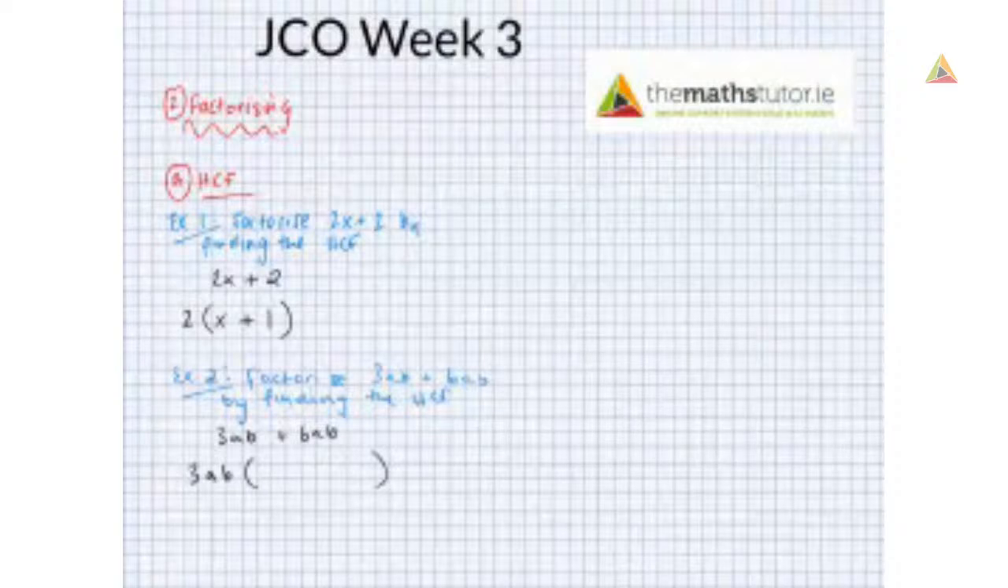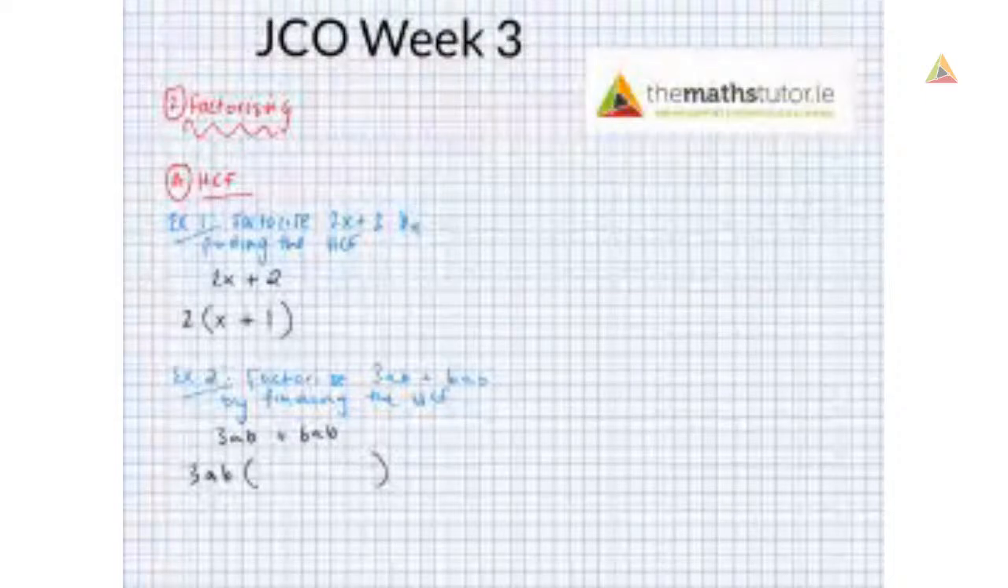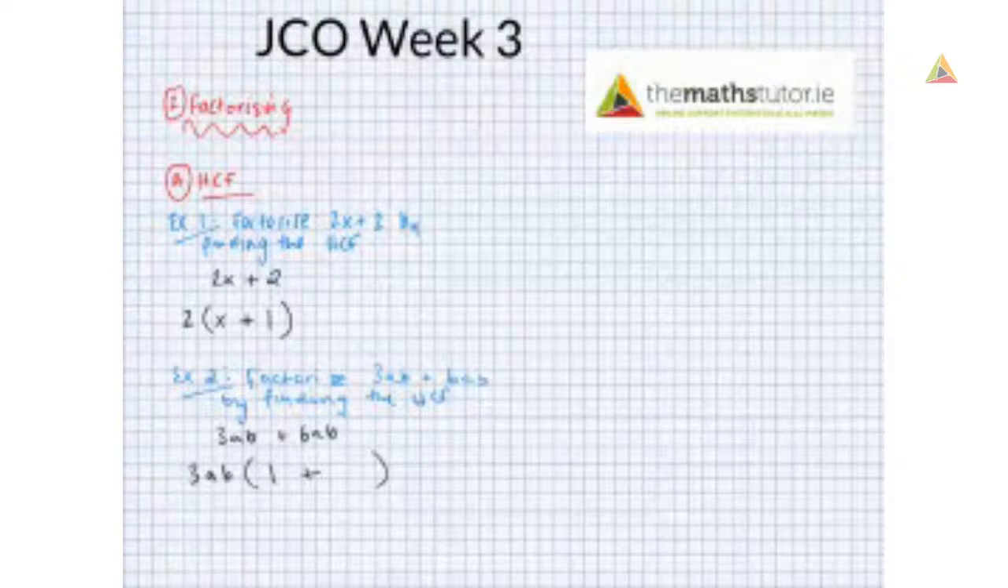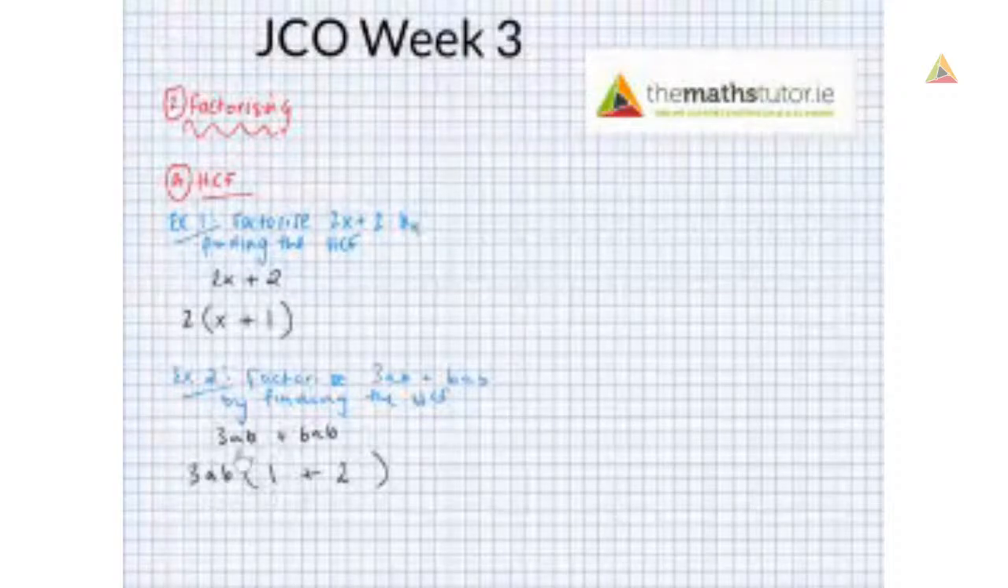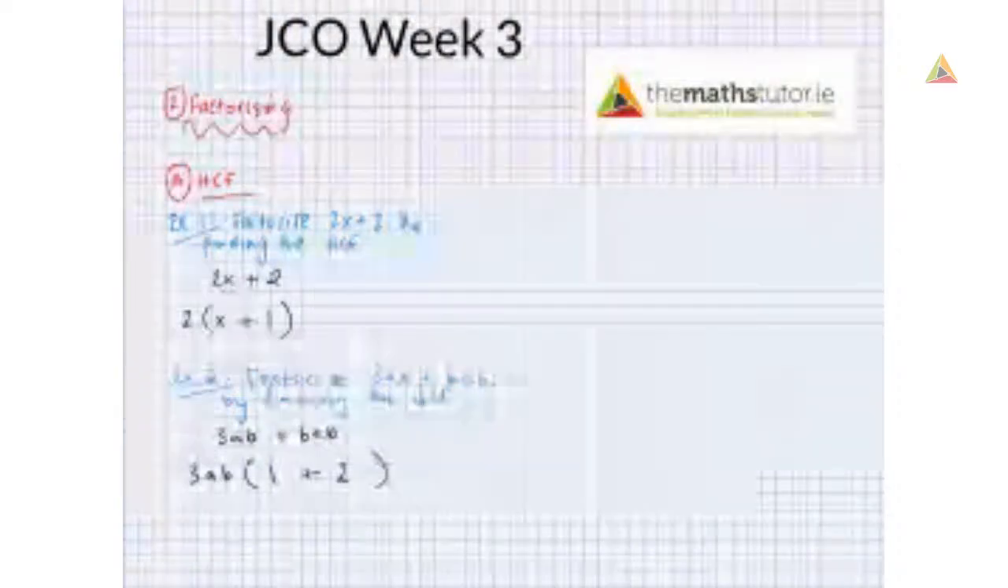Now, what multiplied by 3ab gives me 3ab? The answer is 1. So 1's going to go here. And what multiplied by 3ab gives me 6ab? The answer is going to be 2. 2 goes there. So just test it. 3ab by 1 gives me 3ab plus 3ab by 2 gives me 6ab. And if you were to add them together, you would get 9ab.